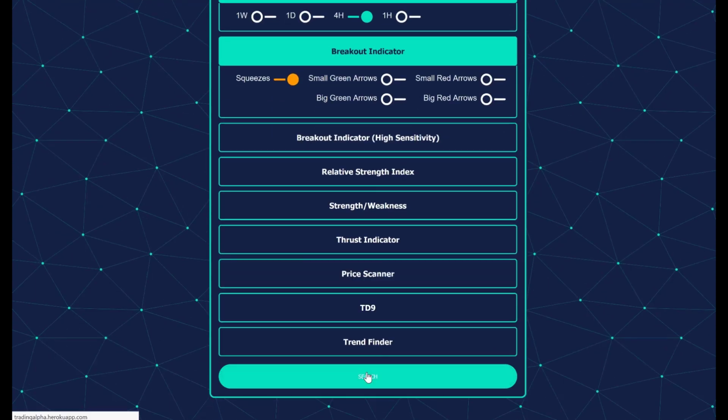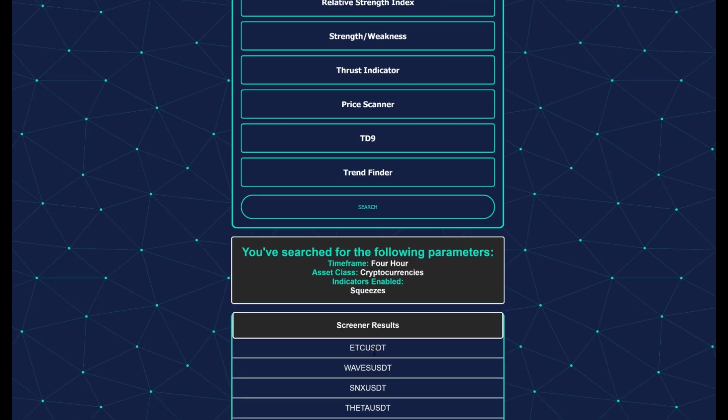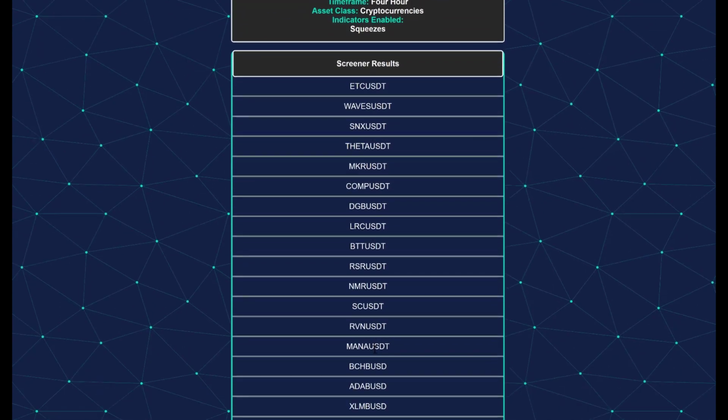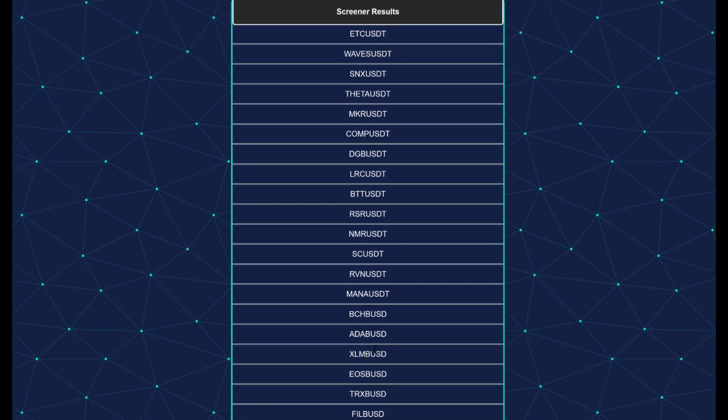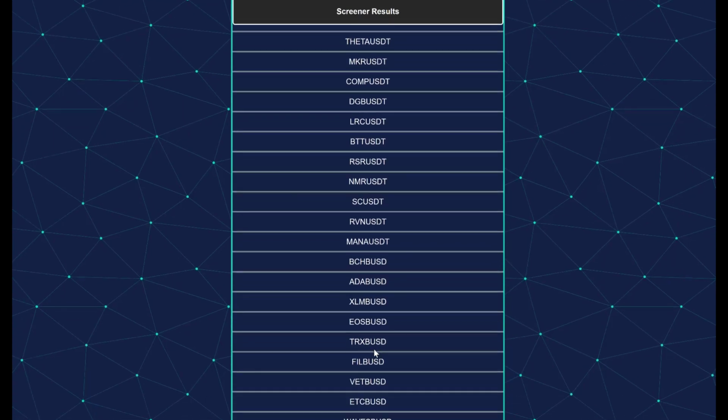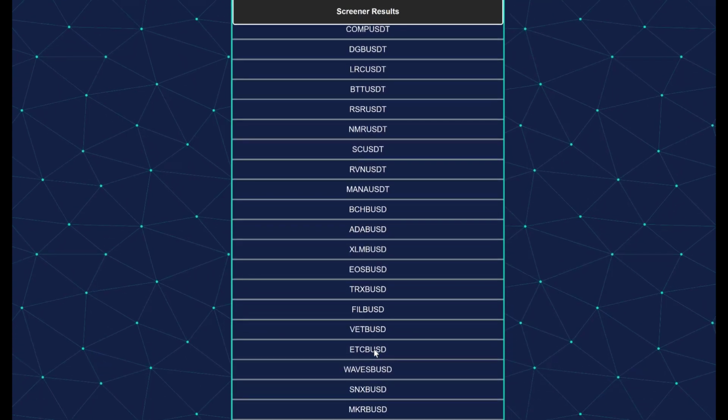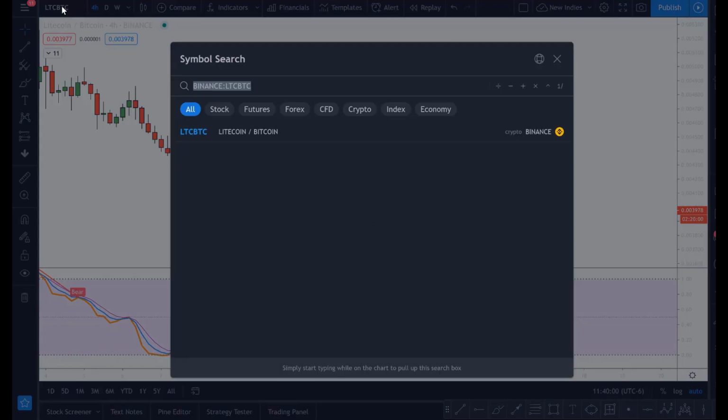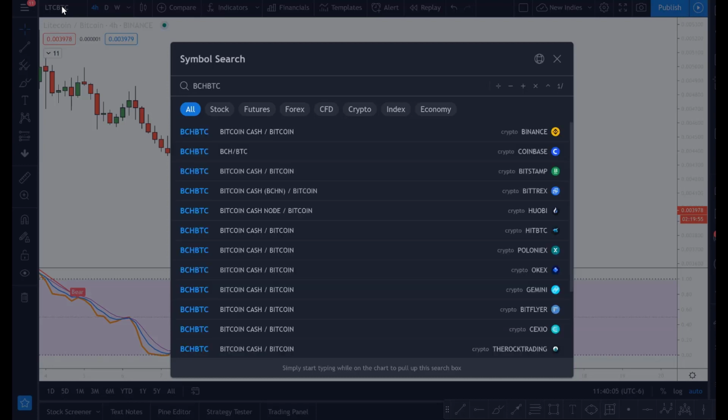You go to search, and within seconds, it's going to give you a whole bunch of stocks, or cryptocurrencies in this case, that are currently making those signals. So I'll tell you what, let's go ahead and try one of those signals out. Let's go to, it said Bitcoin Cash. So let's go to BCH, BTC.